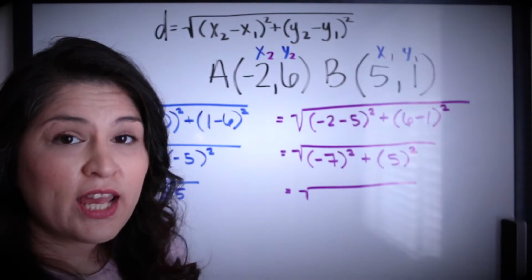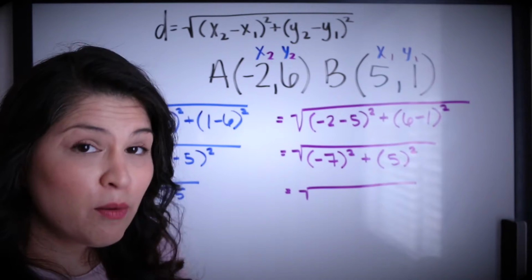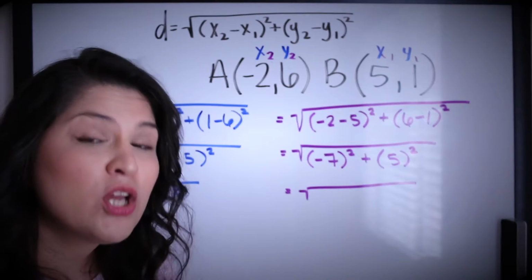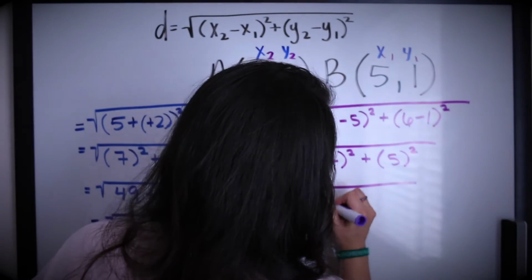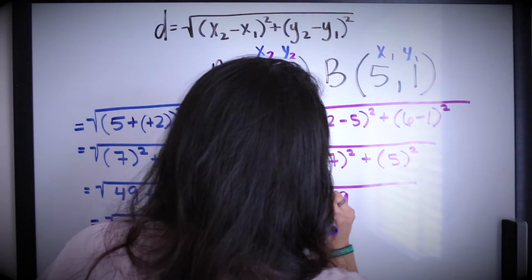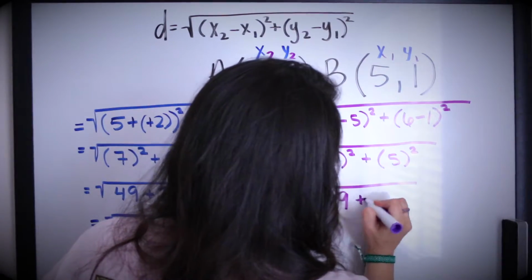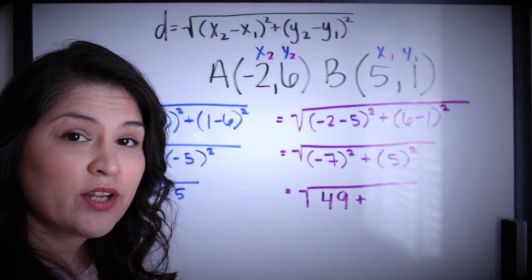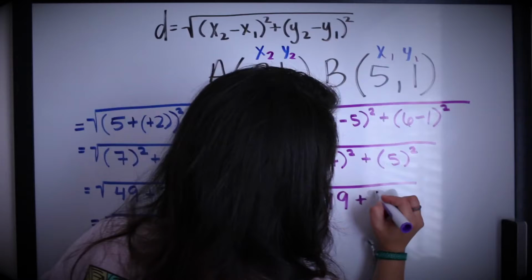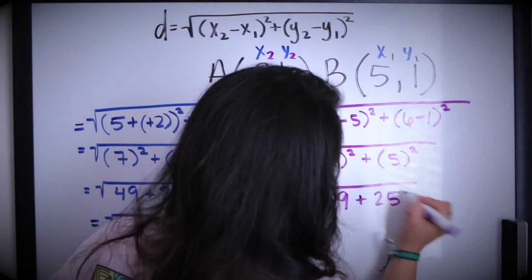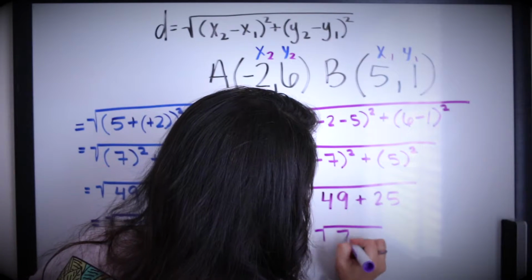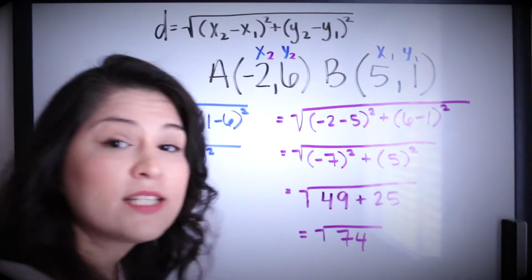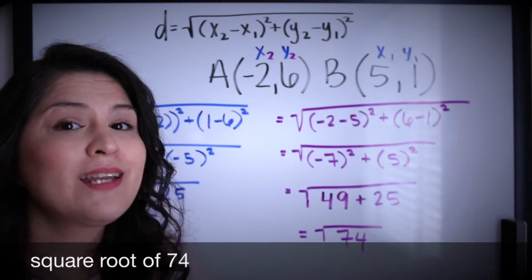Just like our other version, any time that we square a negative number, we'll get a positive number. So negative 7 squared is a positive 49. And 5 squared is 25. Our final answer, 74. So go ahead and take a look.